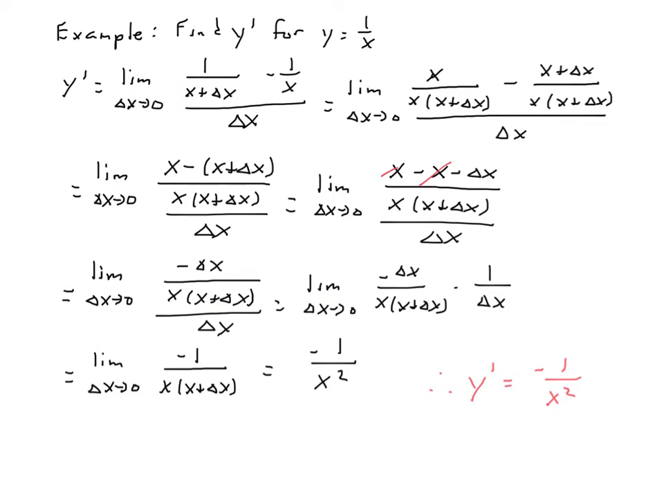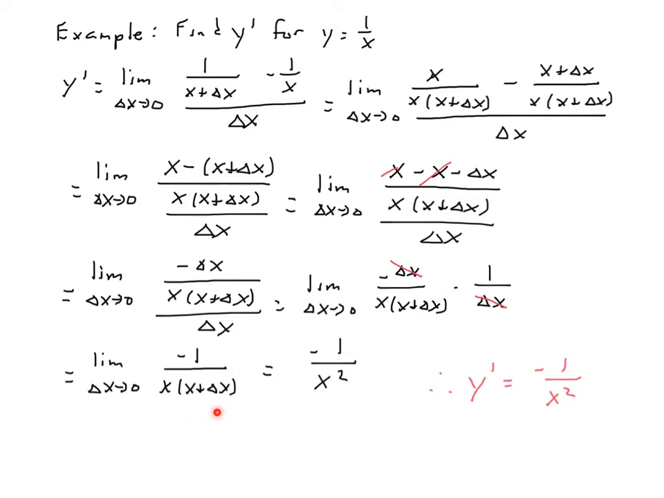So this thing can be thought of as the limit as delta x approaches 0 of the opposite of delta x over x times x plus delta x, times 1 over delta x. Again, these delta x's will cancel each other out, and I'm now left with the limit as delta x approaches 0 of -1 over x times x plus delta x.